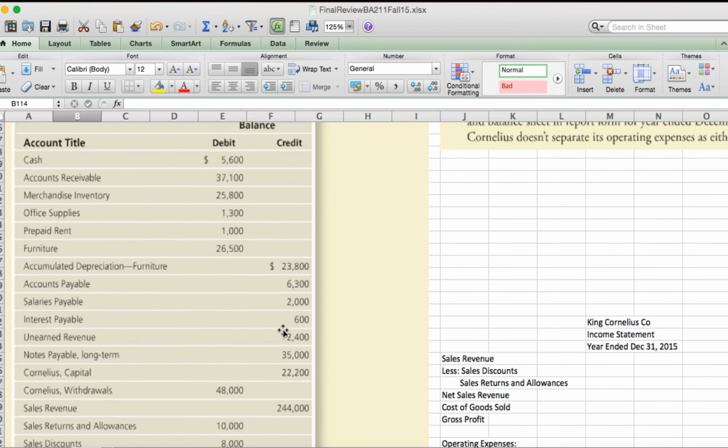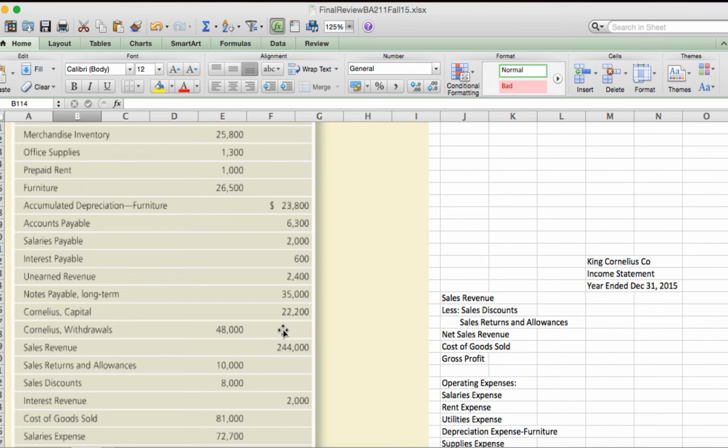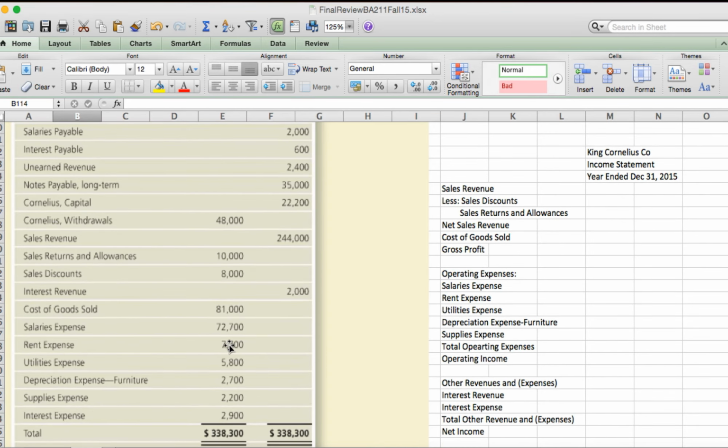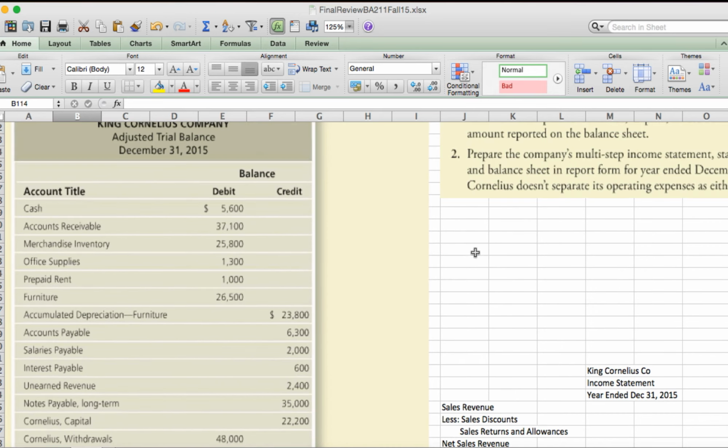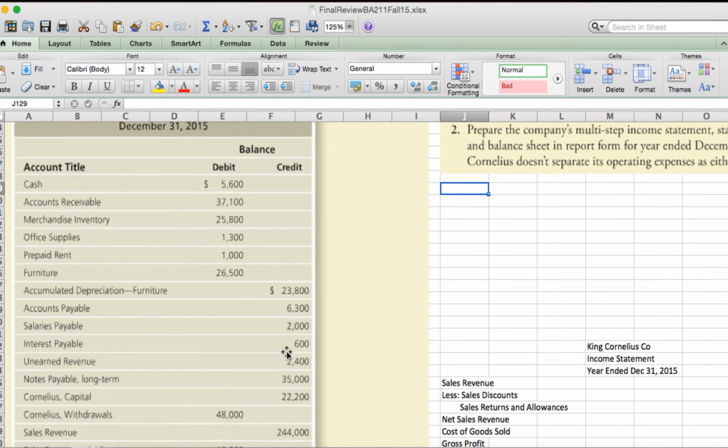So basically what we're going to do here, looking at the adjusted trial balance, we're going to look at all these accounts down here that we consider temporary accounts, and we're going to close those temporary accounts out. Once we do that, that will allow us to calculate net income. So, closing entries, what do they look like? We'll do the revenue side first.